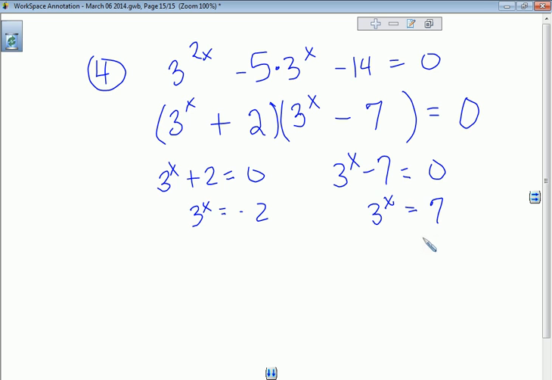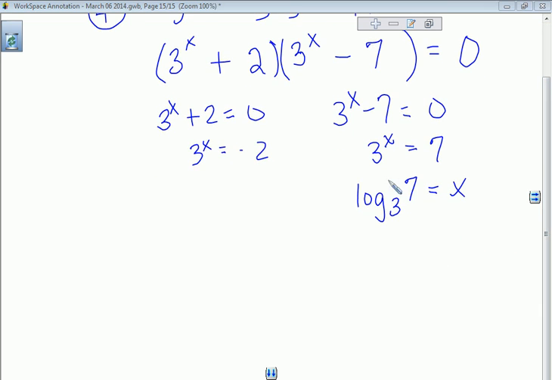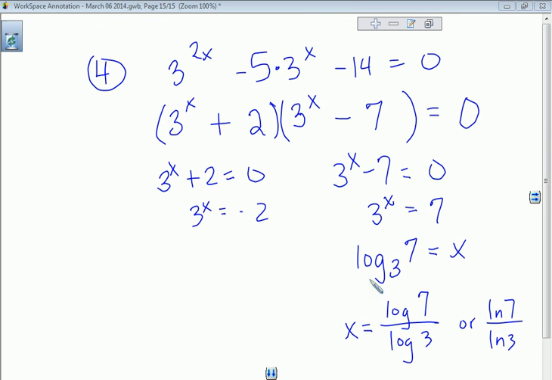All right, so on this one, we're either going to write it in log form, where we would switch forms, and this would become log. What is my base? 3. What is my answer? 7 equals x. Or I could take the log or natural log of both sides, and I could write my exact answer as log of 7 over log of 3, or natural log of 7 over natural log of 3. So if we wanted exact answers, any of these would work.